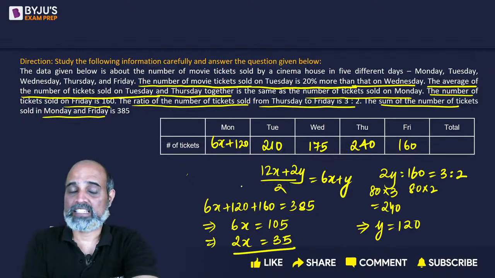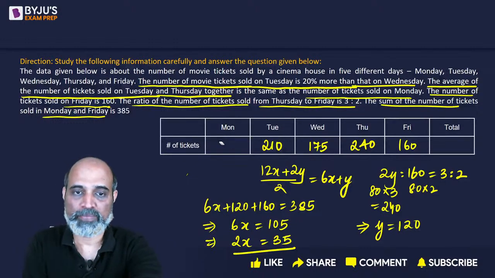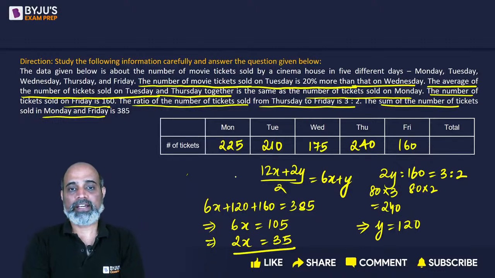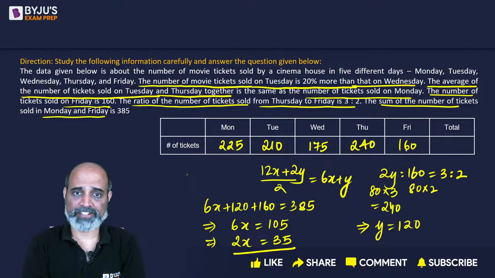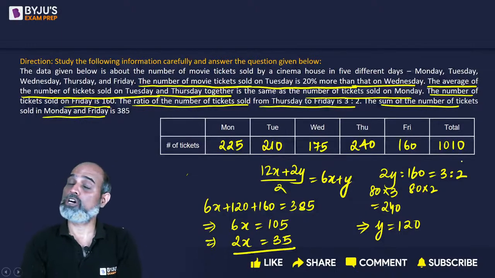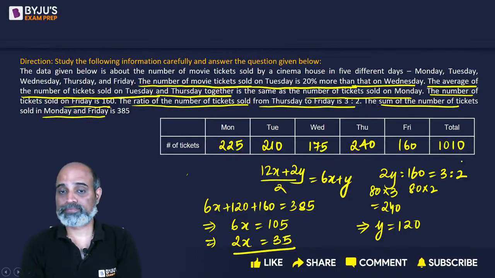Next, 6x. 6x is going to be 105 plus 120. 105 plus 120 is 225. Right? So the total number of tickets, suppose if I want to calculate, is 400 here, and 225 plus 175 is another 400. So 800 plus 210, so 1010. So we have 1010 total tickets sold.